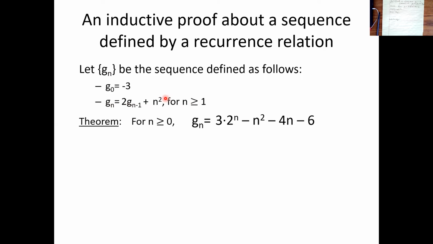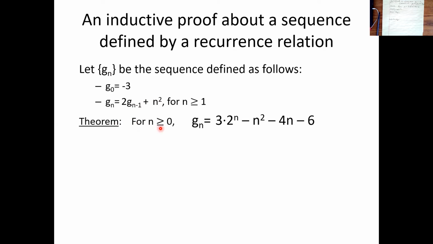Okay? So without the n squared, this would be a geometric sequence. You start from some point -3, and every next point is twice the previous. Without this recurrence relation, this sequence would just be the sequence of integer squares, right? And because of this formula, it's somehow a mix. It's recursive, geometric, but with a shift, a quadratic shift.